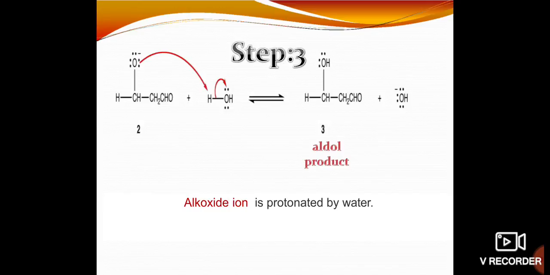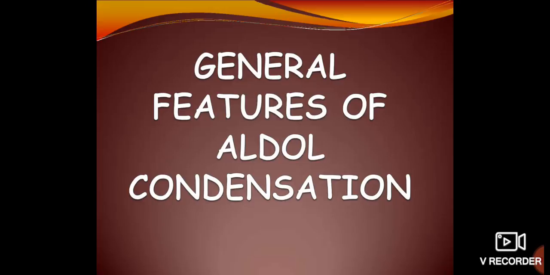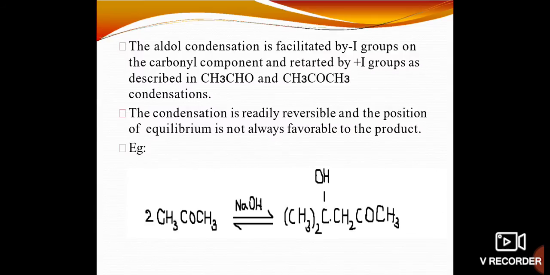The alkoxide ion is protonated by a water molecule. This is the aldol condensation. General features of aldol condensation. Aldol condensation is facilitated by -I groups on the carbonyl compound and retarded by +I groups. Condensation is readily reversible and the position of equilibrium is not always favorable to the product. Here we are taking two moles of ketone and it forms a product like this.